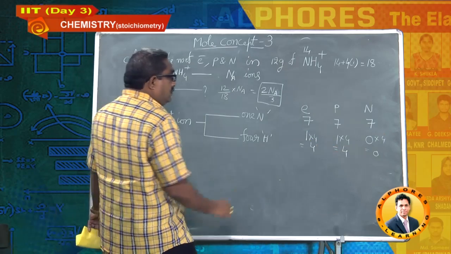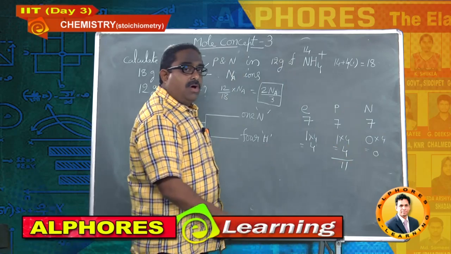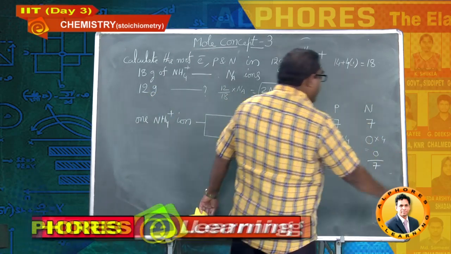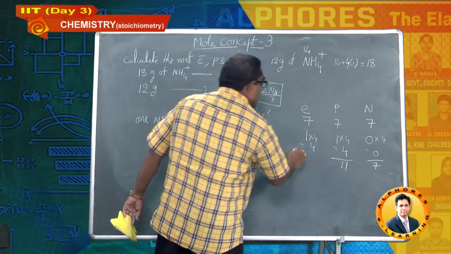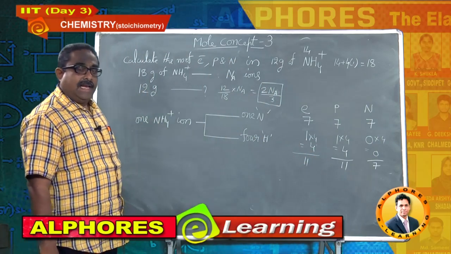Now, the total number of protons here is 7 plus 4, which is 11. The total number of neutrons here is only 7. Now, if you write electrons also as 11, it becomes wrong in this case.